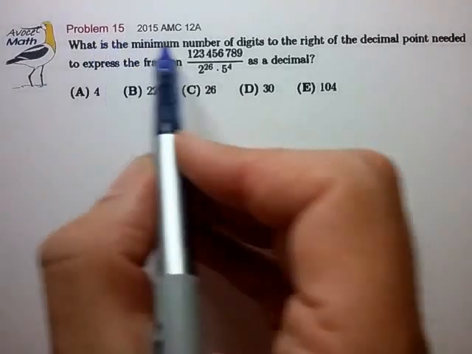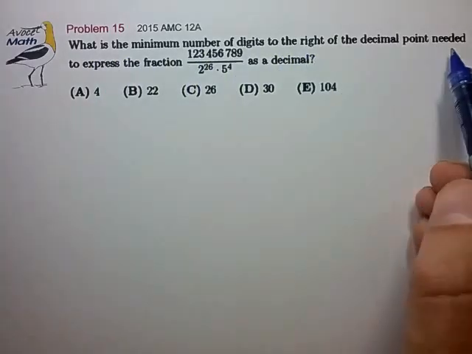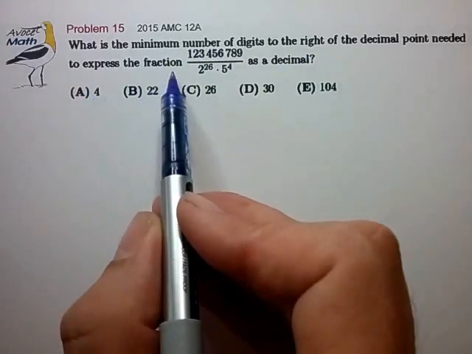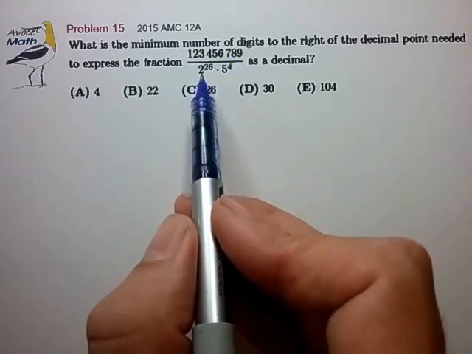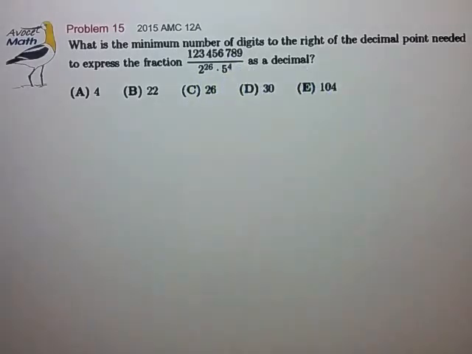Hi, this is problem 15 of the AMC 12A. What is the minimum number of digits to the right of the decimal point needed to express the fraction, large number divided by 2 to the 26 divided by 5 to the fourth, as a decimal?